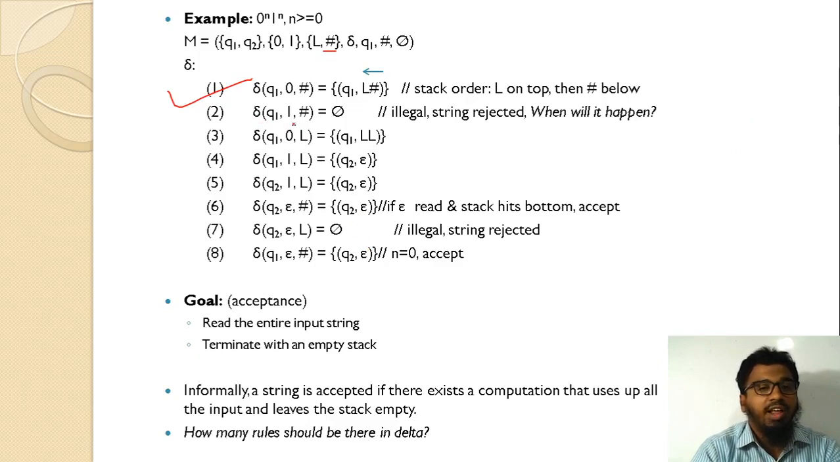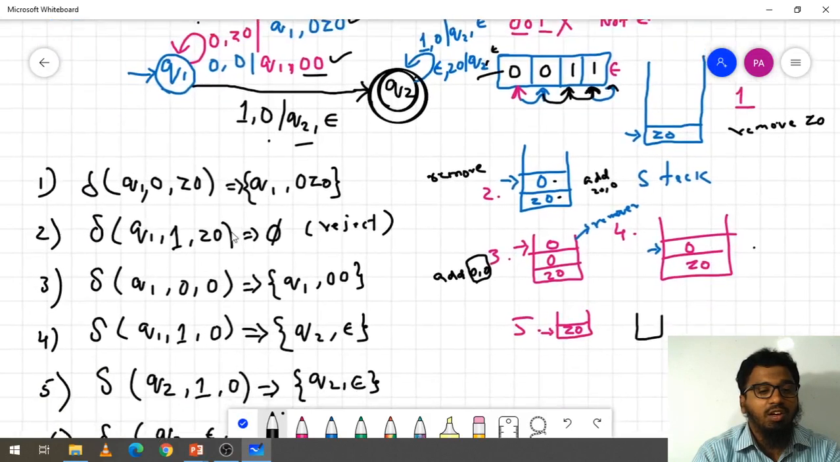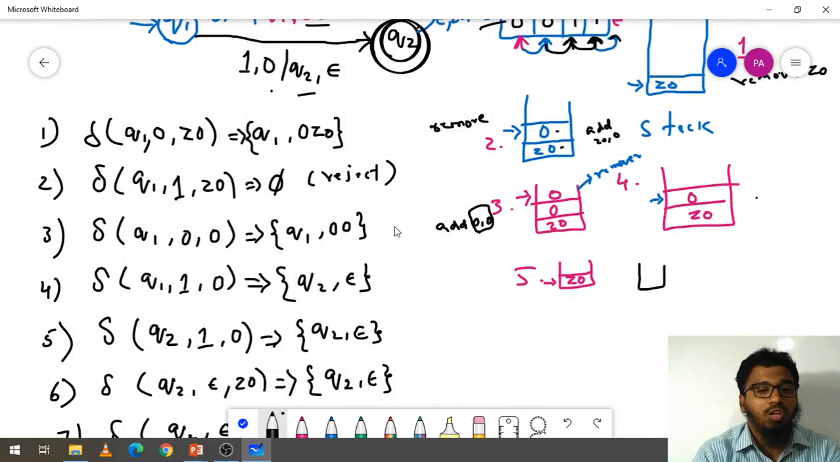So this is delta q1 is z0, then it will be 5, illegal string and rejected as I told you. Okay, and this is q1 0 l is q1 ll, ll means 0 0 0 0 0 comma 0. Here we have taken directly 0 comma 0. This is also completed. Okay, this rejected and this is completed.